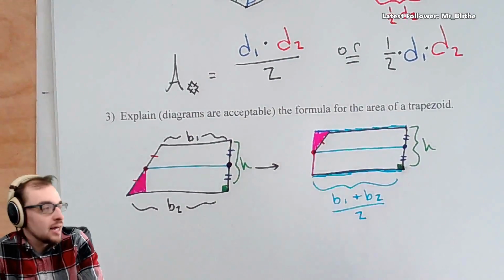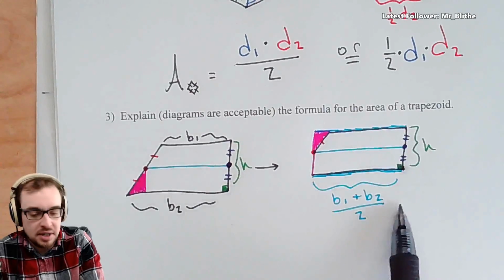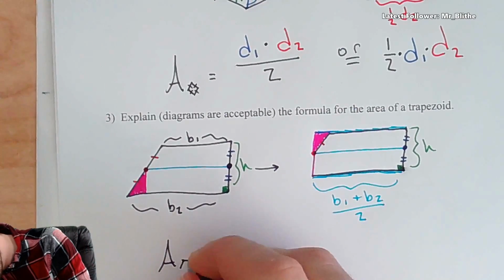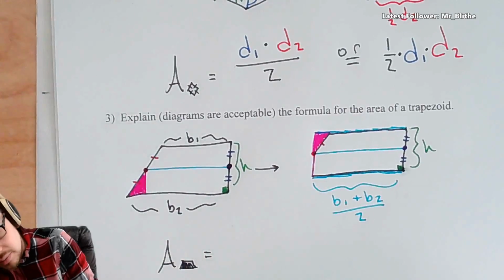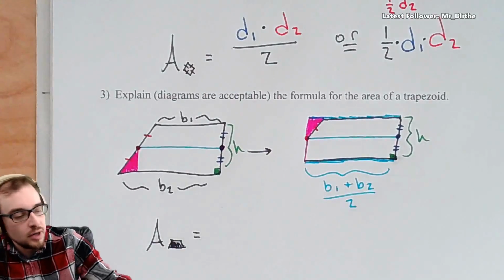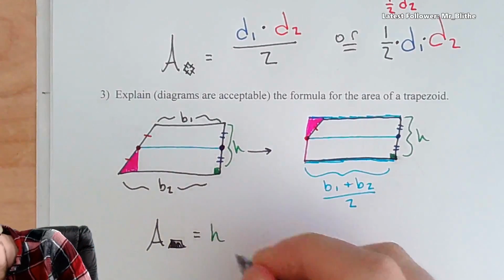So now when we do math, right, we do the base times the height. Base is this, and we're timesing it by h. So the area of our trapezoid is going to be this times h. Now we can do that in any order we want. I'm going to do the h first. It's up to you.